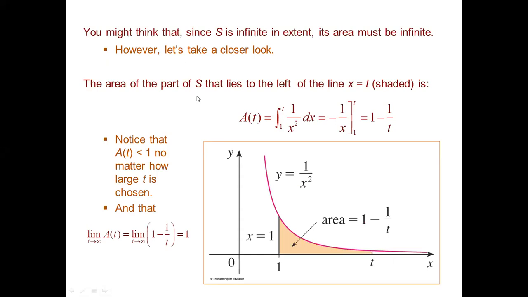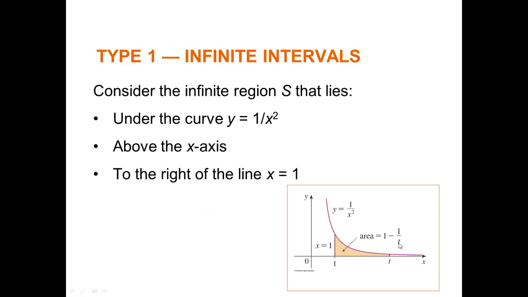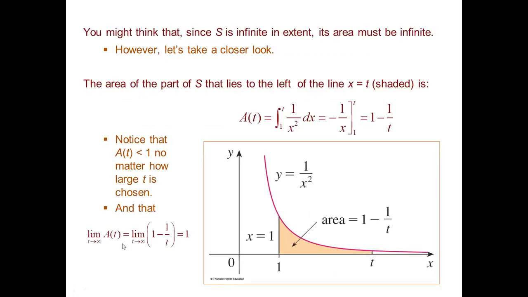So the area of the part of S that lies to the left of the line x equals t is shaded. So this is the shaded part. Notice that the area is less than 1 no matter how large t is chosen. Because no matter how large t is, the area will always be less than 1, since you are subtracting a value from 1, which is 1 over t. This is what I'm trying to say here.